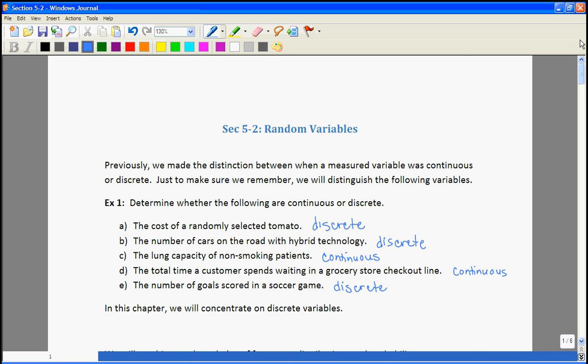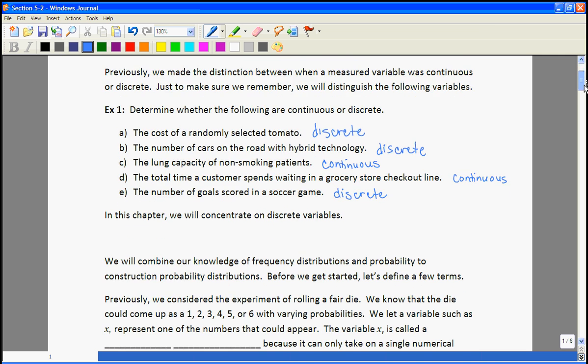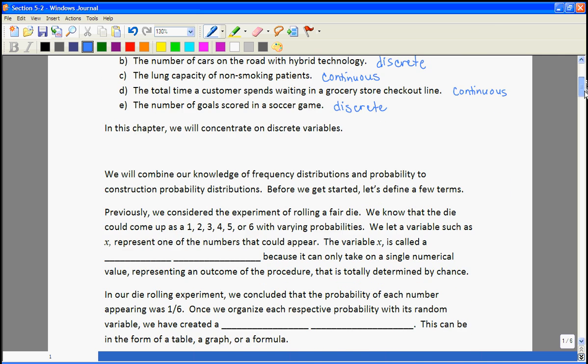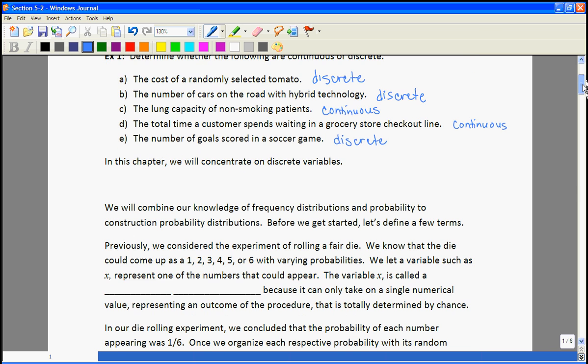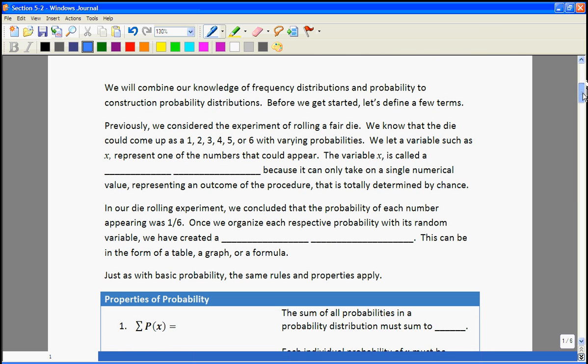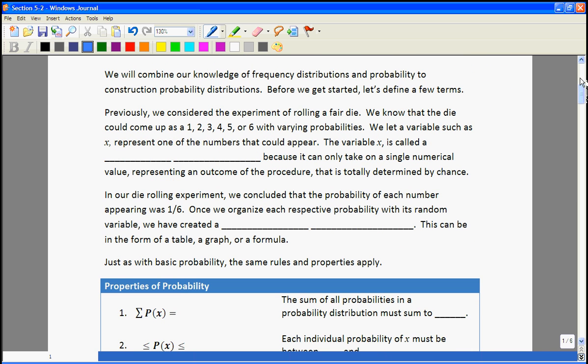Okay, well, in chapter 5, we're going to concentrate on discrete variables, and we'll also look at some specific discrete distributions. But first, we're going to concentrate on some basic principles that apply to all discrete variables. So we're going to combine our knowledge of frequency distributions from back in chapter 2 and probability back in chapter 4 to construct probability distributions. But before we get started, let's define a few terms.